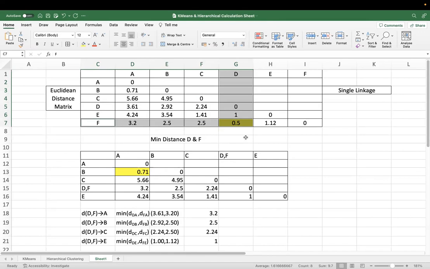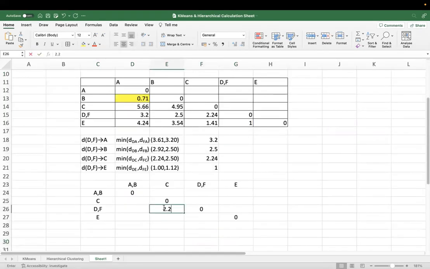It can be any lowest value; it depends on the distance. This is a distance matrix. The distances have been calculated using the Euclidean distance formula. So the lowest distance is between point D and point F, 0.50, and we have merged them into one cluster. And we are calculating that distance with other clusters.